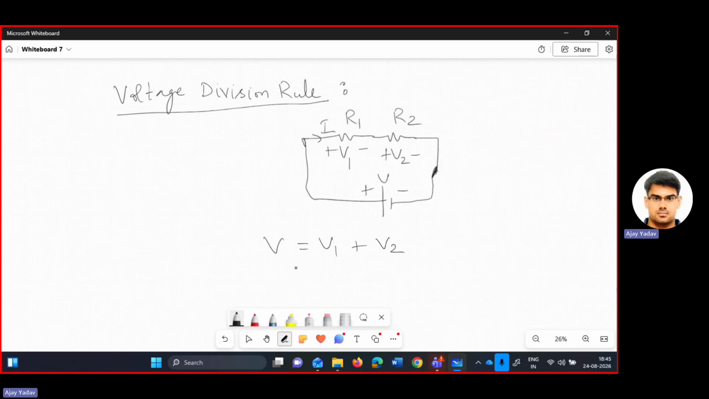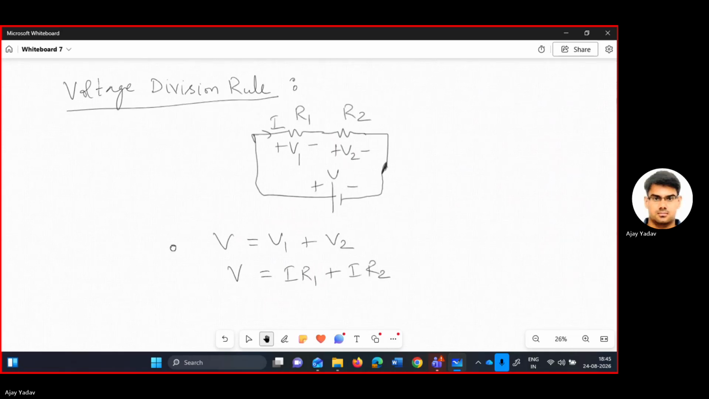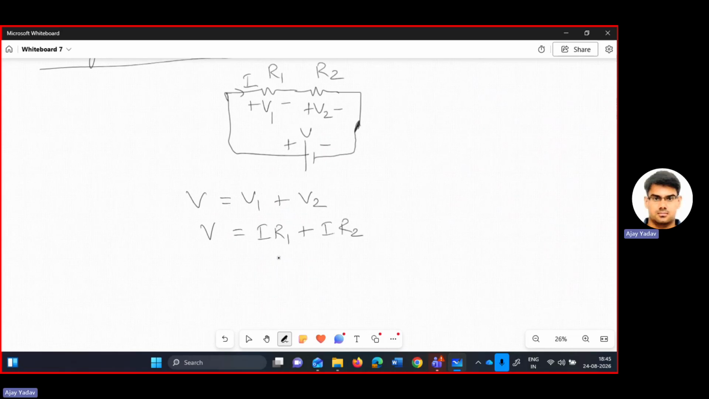And you can say that this will be I into R1 plus I into R2. This is your source voltage. Now in this circuit, suppose I ask you what is V1. V1 is I into R1. And I, you know from the previous explanations, will be V by R equivalent. If your two resistances are in series, R equivalent is R1 plus R2.